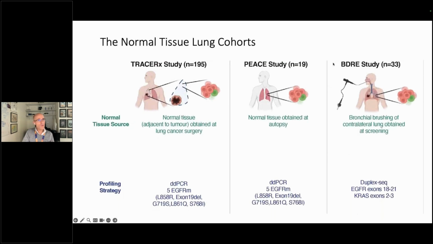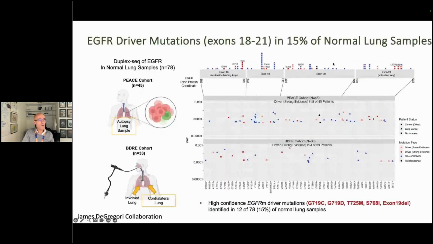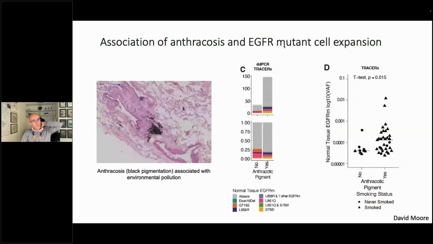So we've got 3 normal tissue cohorts that we can look at, and we find, through very sensitive sequencing approaches, epidermal growth factor receptor mutations present in 15% of normal lung samples. So that's a large number. We estimate that these epidermal growth factor receptor mutations are present in about 1 in 600,000 normal cells from a healthy lung of a 60-year-old.